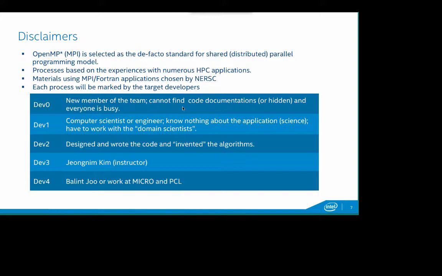So dev 0 I can classify as new students or new postdocs to the research topic, who just launch your application and are going to do something with it. And dev 1 is a typical computer scientist who is going to work with the computational scientists, physicists, chemists, domain scientists. However, they don't necessarily have all the information about theories, why they choose a particular data structure and so on. But of course, they excel in the computer science part.